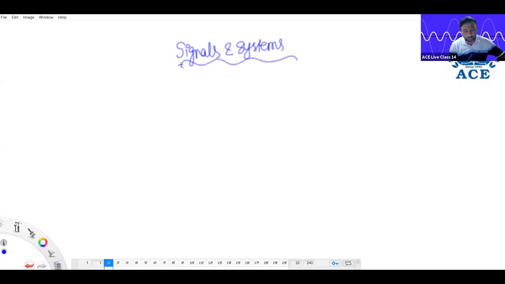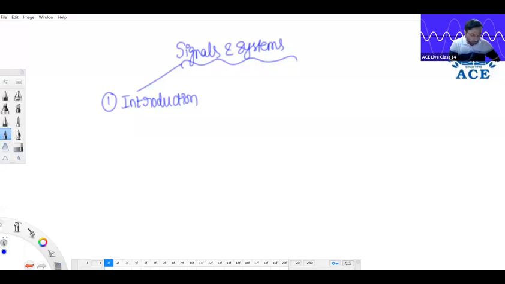The first topic of signals we are learning is introduction. What is the definition of a signal, what are the types of signals we have, what is the classification of signals, and what are the different forms of systems we are having. That we are learning in the first topic, introduction.